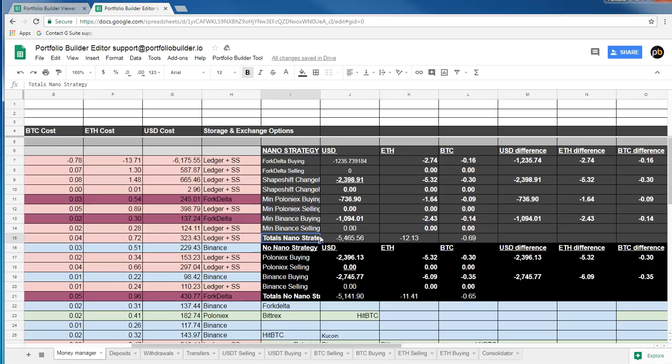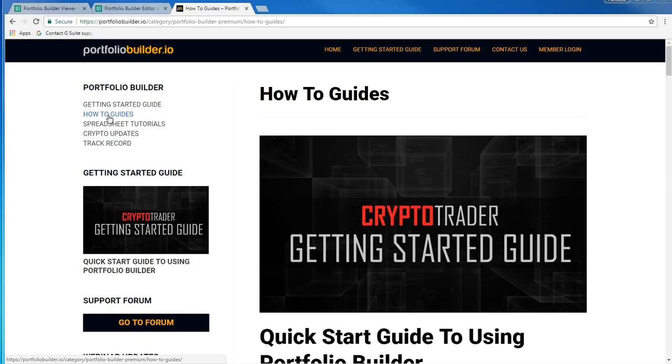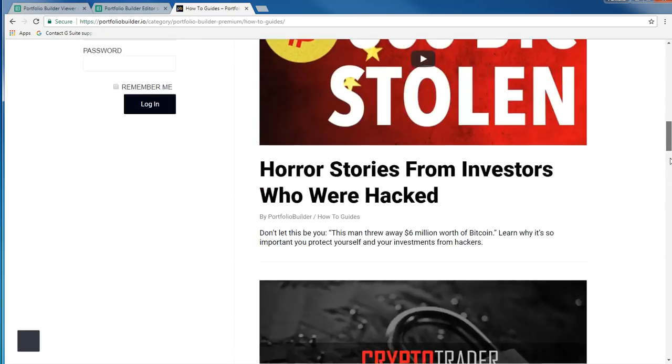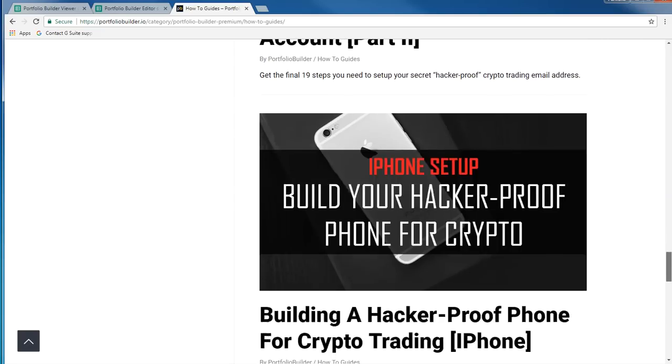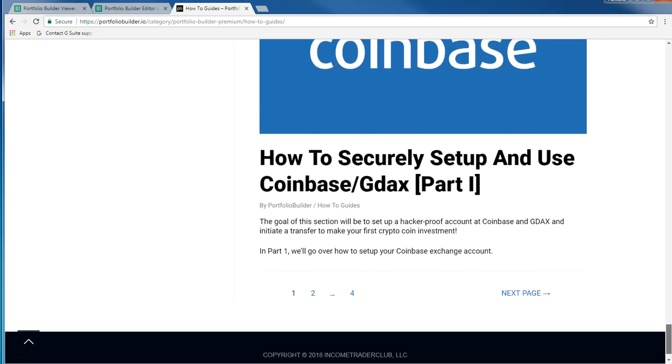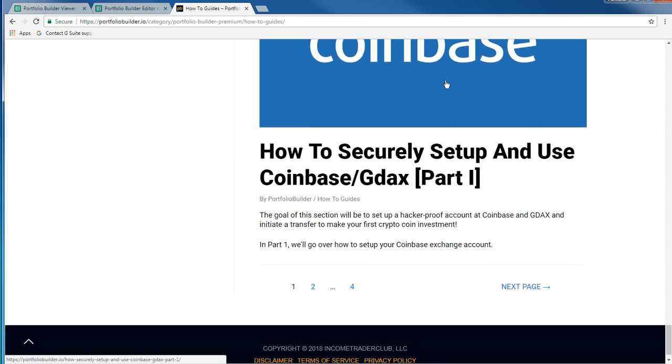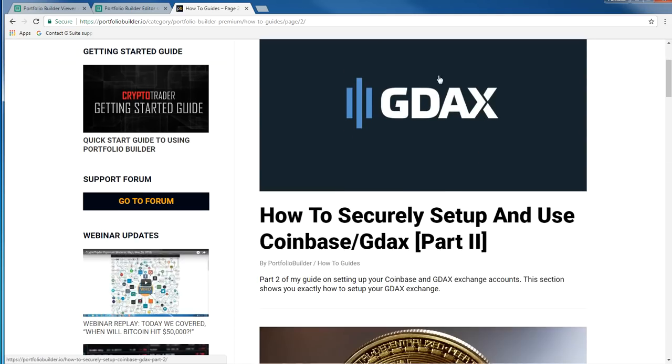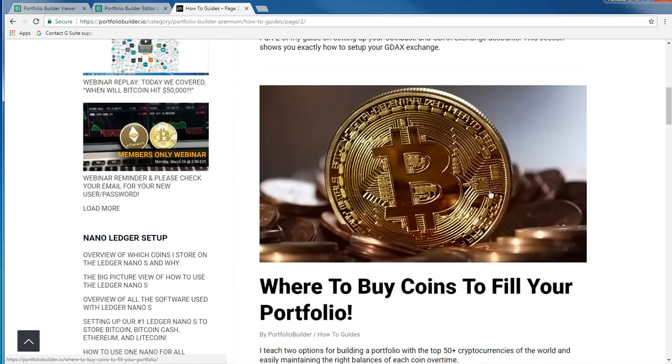Now, if you don't know how to transfer funds from, say, GDAX to Poloniex or Binance, that's when you'd come to the how-to guides and scroll down to study the exchange. So first you're going to want to watch the Coinbase tutorials, including a video of using it. Then you'd want to watch the GDAX tutorial.